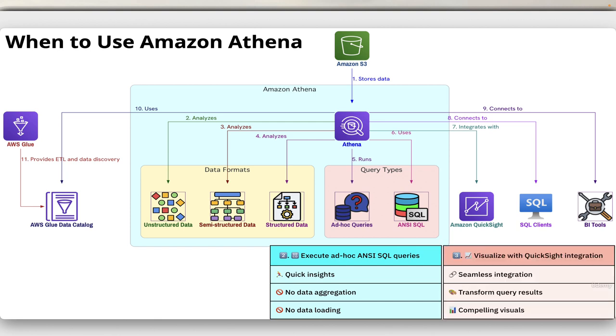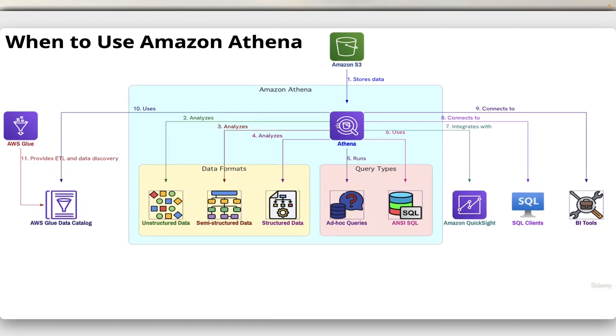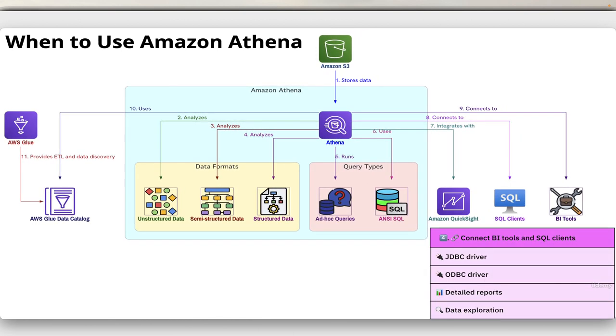You can seamlessly integrate with Amazon QuickSight for easy data visualization, transforming query results into compelling visuals. You can connect with business intelligence tools and SQL clients via JDBC or ODBC drivers for detailed reports and data exploration.